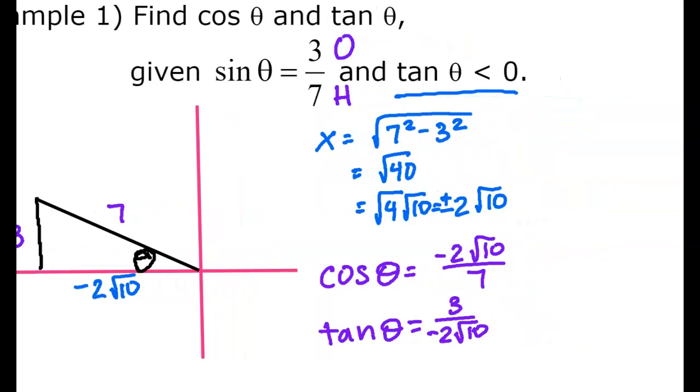So I can't leave this tangent ratio as is because I have a radical in the denominator. So I'm going to multiply both the top and the bottom by the square root of 10, and you end up with 3 square root 10 over negative 2 times 10, or negative 20.